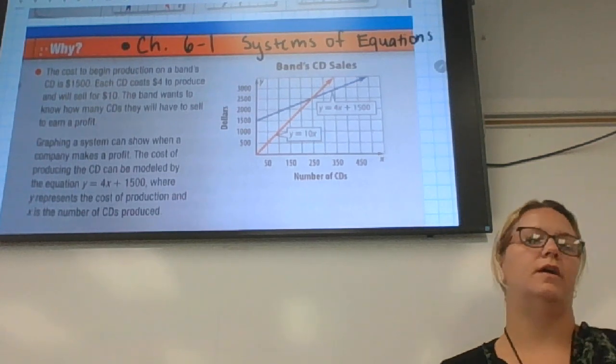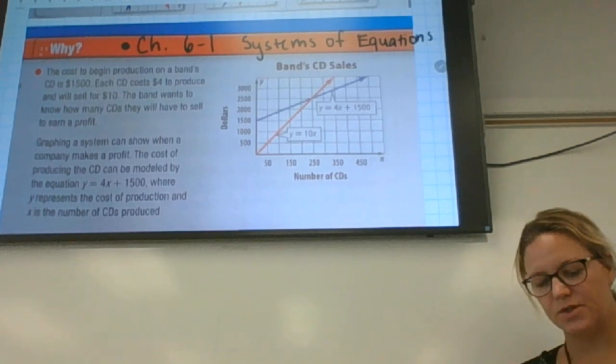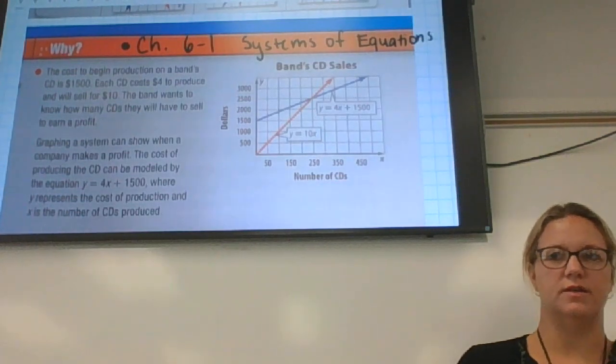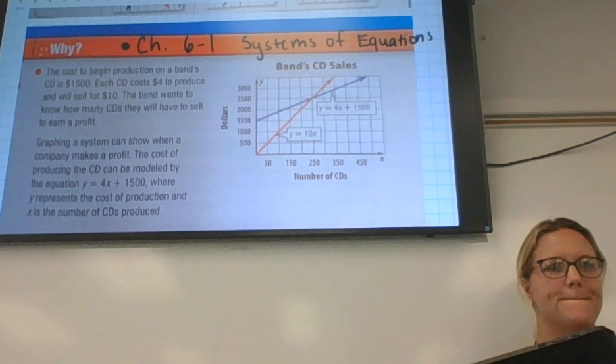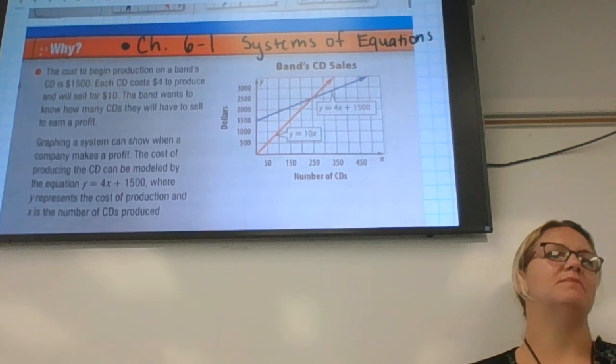Alright, so here we are, beginning chapter 6. 6-1 Systems of Equations.